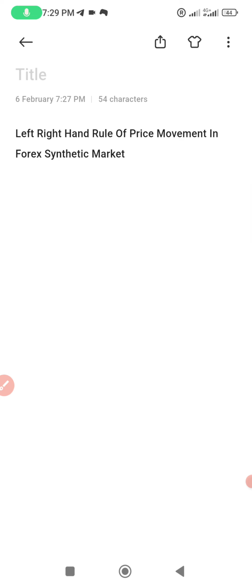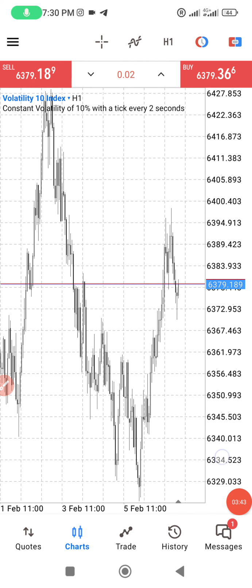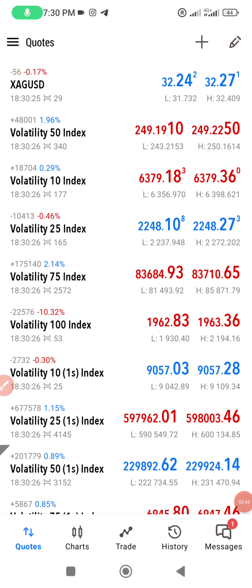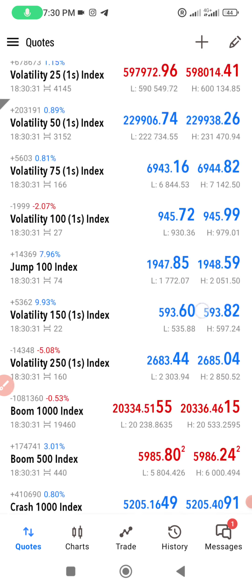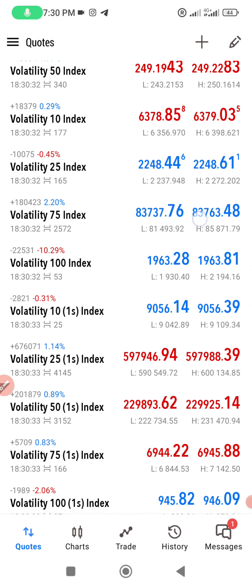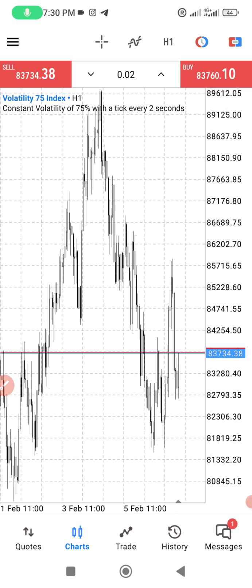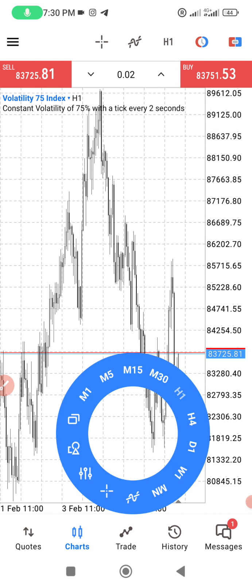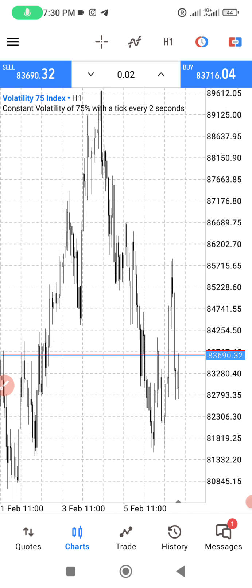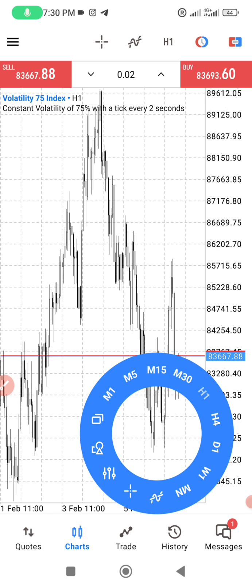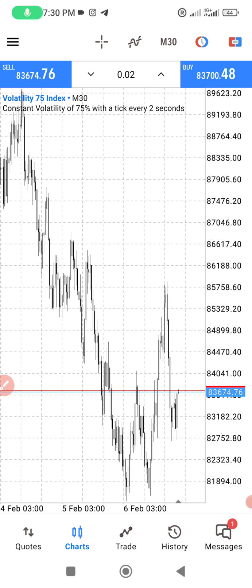Right now, I'm going to the chart. So this is a synthetic index. I will also include the forex market in this analysis. Let's open the Volatility 75 index. We are going to be in the 1 hour time frame, but to make it easier to understand, let's be in the 30 minutes time frame, because that is where we can see all the reactions.